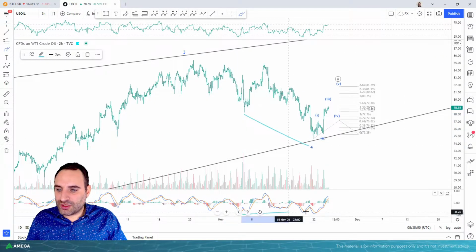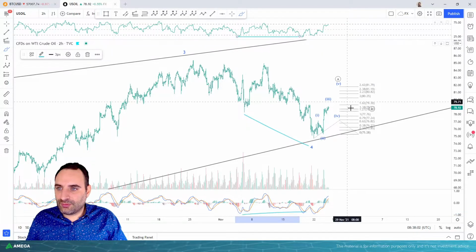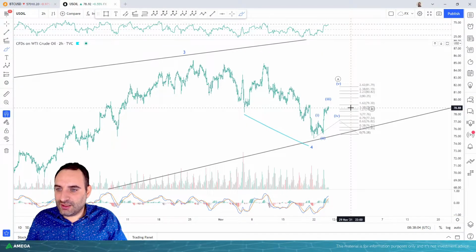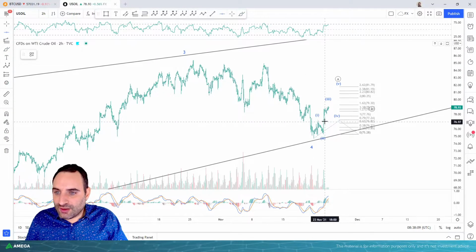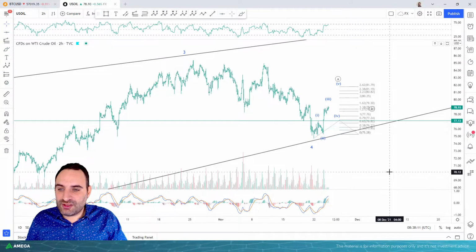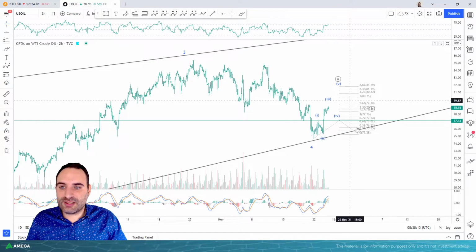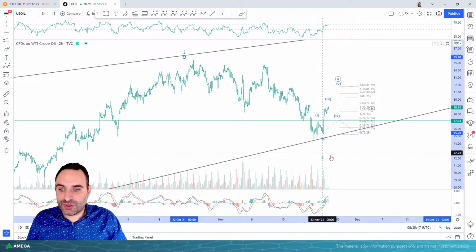I want you to see this signal over here on the RSI and the MACD, even in this 2-hour time frame. Very important that we stay above 77.13. Otherwise, this move to the upside is going to be invalidated, and we could start moving lower to see a lower wave 4. Okay, and that's the alternative.